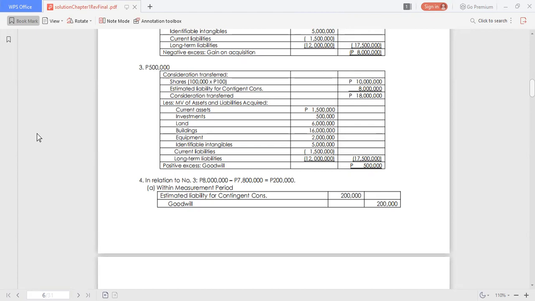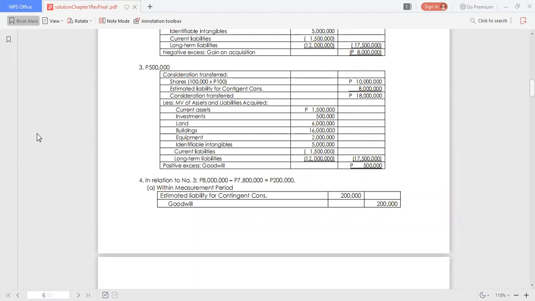Before the contingency period is over, the estimated value of the earnings contingency declines to 7.8 million. Prepare the entry for letter A, where the value decline occurs within the measurement period. In B, the value decline is due to events occurring subsequent to acquisition.